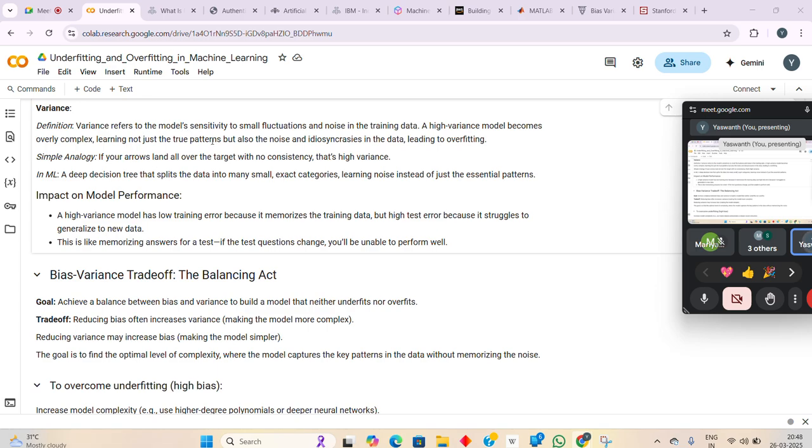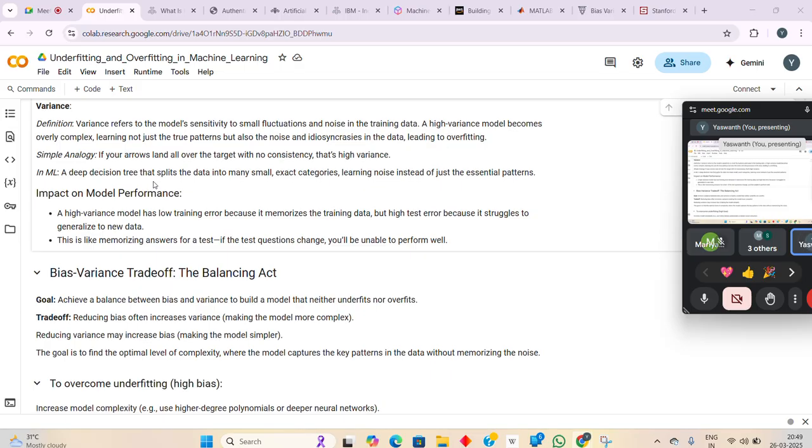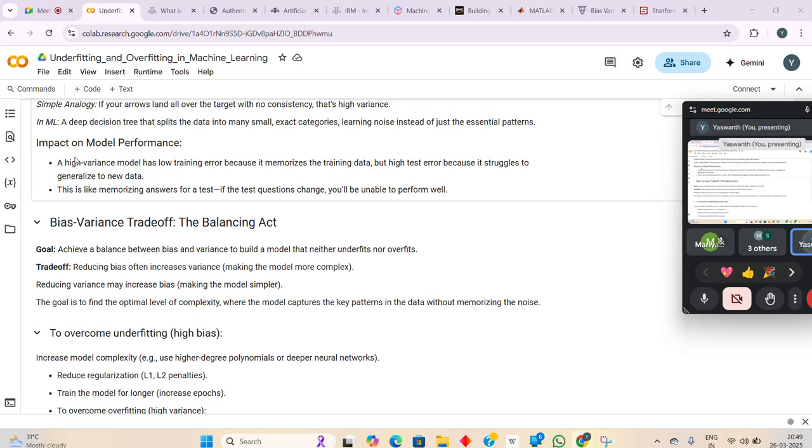Learning not just the true patterns, but also the noise. That is going to be noise, and that will lead to overfit. What is the impact on model performance? If you have a high variance, then it has low training error because it memorizes the training data, but a high test error. I told you, that comes with the testing side. You will get a high test error because it struggles to generalize to new data. Got it? It will really struggle to generalize to new data.